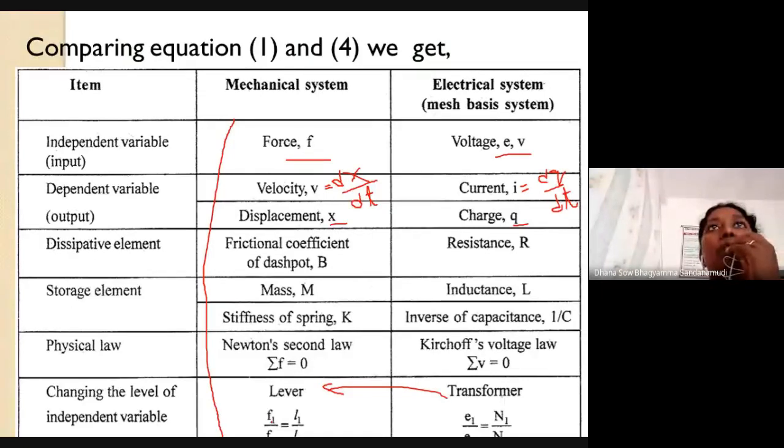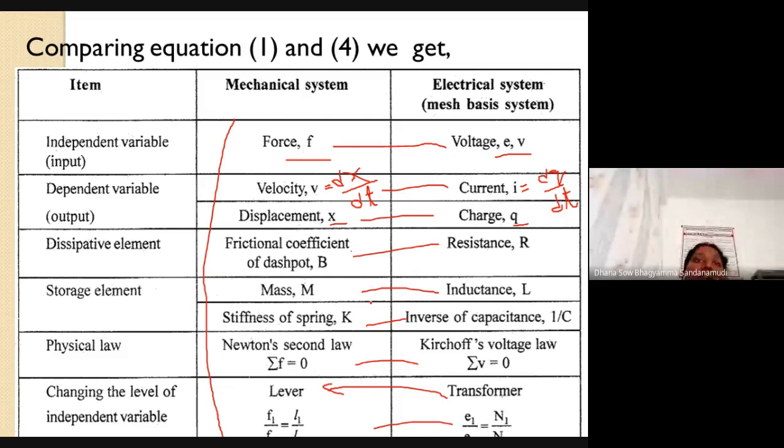Force can be replaced by E, V can be replaced by I, X can be replaced by Q, B can be replaced by R, M by L, K by 1 by C. These terms you rarely use actually. If you remember all these terms, you can solve the problems in this unit. Just now we have seen the mechanical translational system.